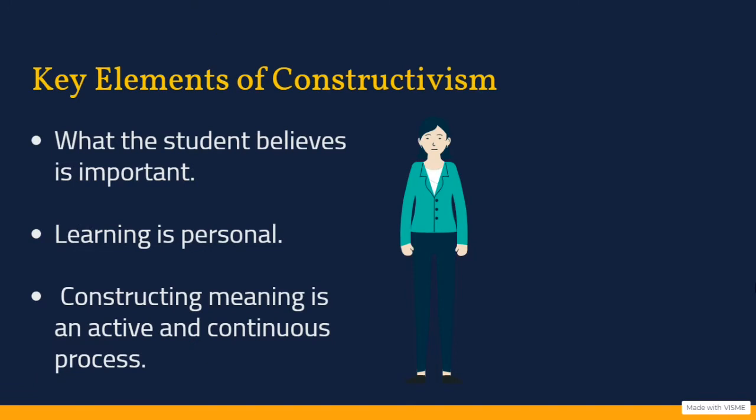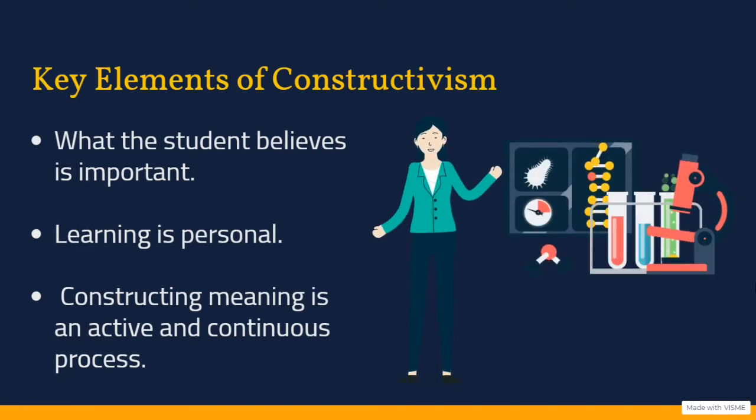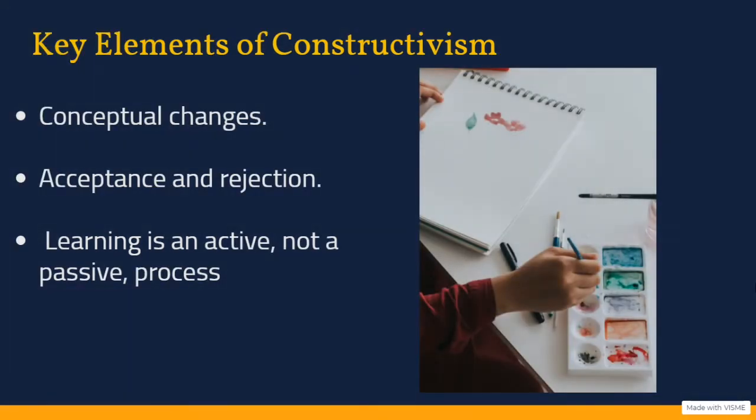Some of the key assumptions of this learning theory include: what the student currently believes, whether correct or incorrect, is important. Despite having the same learning experience, each individual will base their learning on the understanding and meaning personal to them. Understanding or constructing a meaning is an active and continuous process. Learning may involve some conceptual changes. When students construct a new meaning, they may not believe it, but may give it provisional acceptance or even rejection. Learning is an active, not passive process and depends on the students taking responsibility to learn.